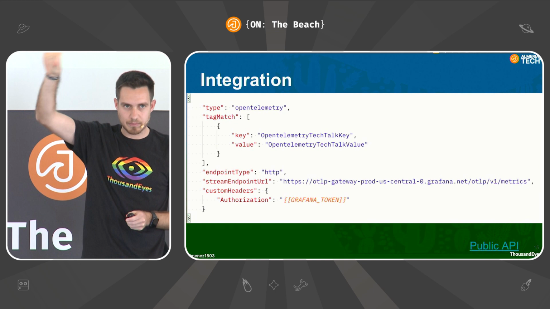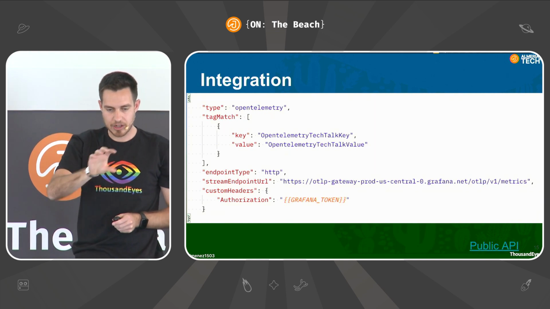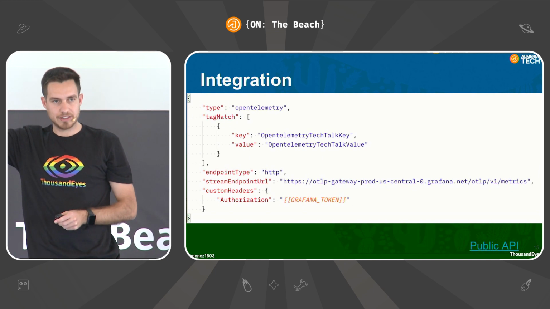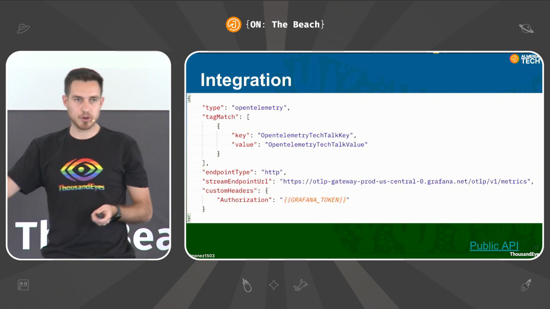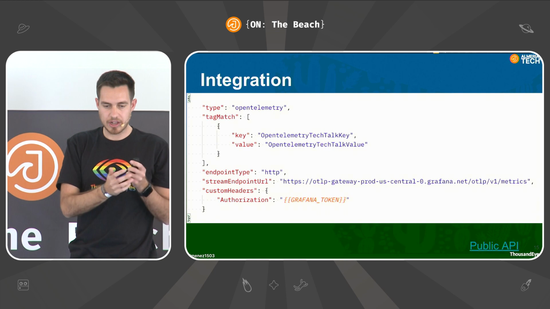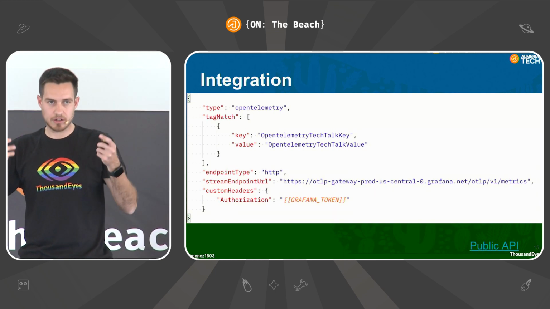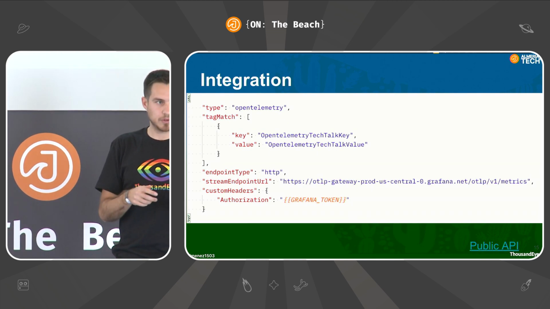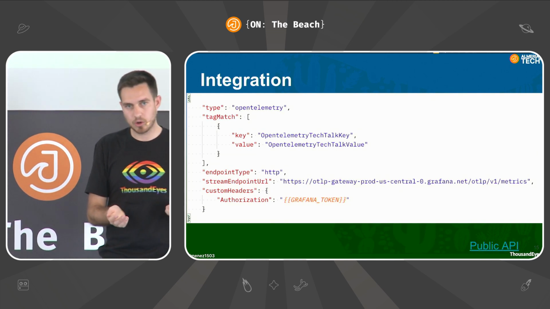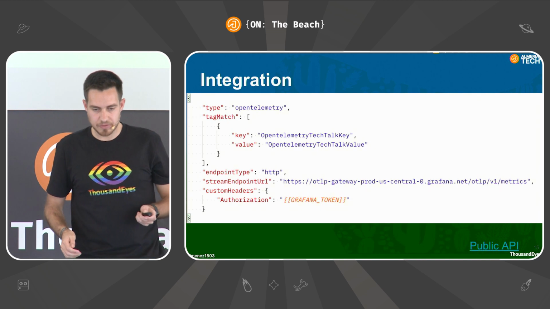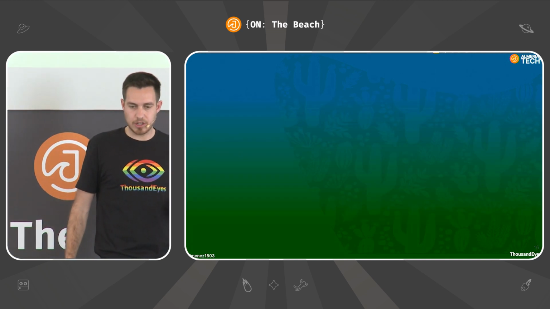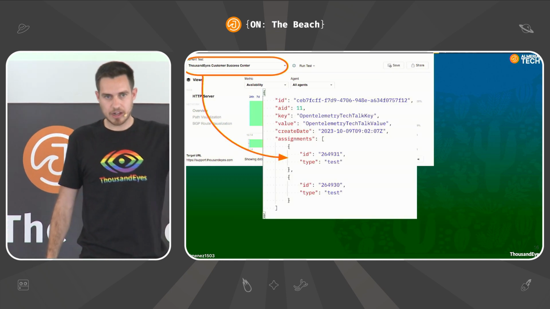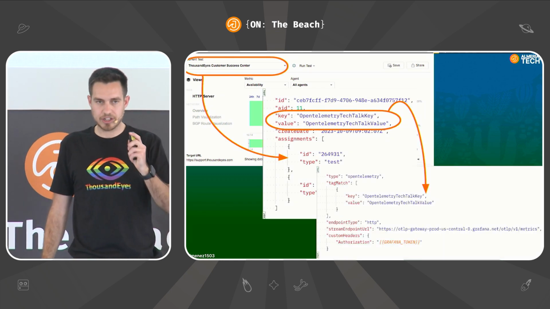Perfect, so you have the tag match to group the tests, and you have the string endpoint URL, which is your target endpoint where you're going to send the data. In that case, it's Grafana. And of course, you're going to need an authentication header to send that data to Grafana and make it work. And last but not least, you also have the endpoint type to send the data using HTTP or gRPC. Perfect. Now you know the data model. So let's see how the association is done. So you have the test associated with the tag and associated with the integration. Cool.